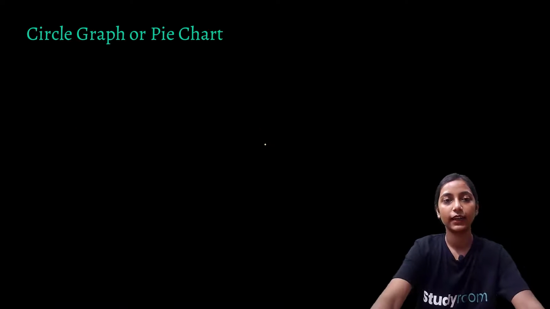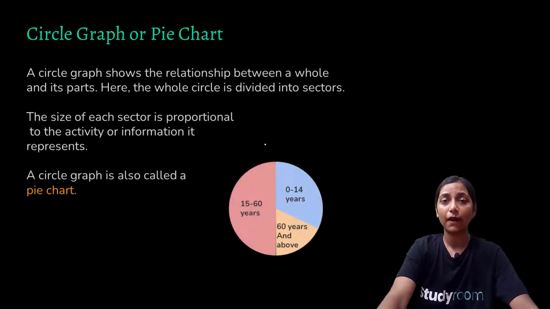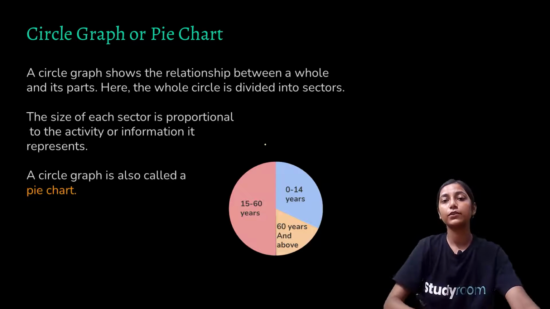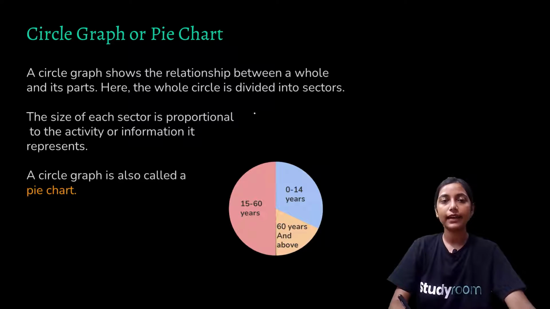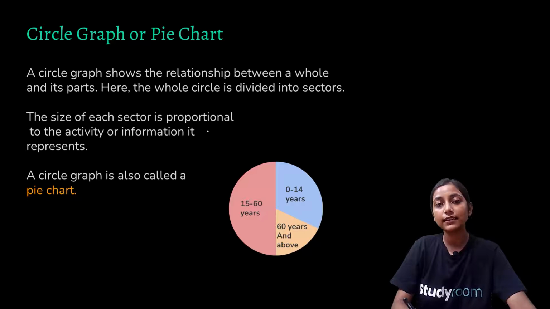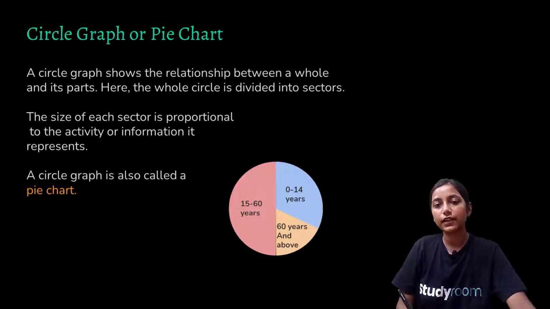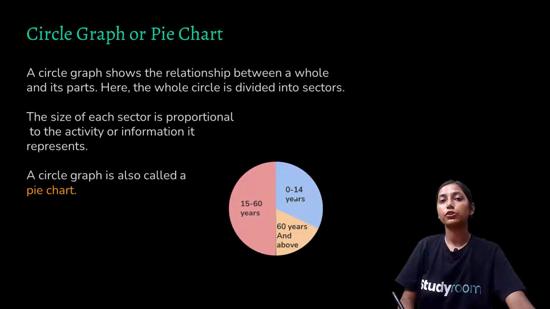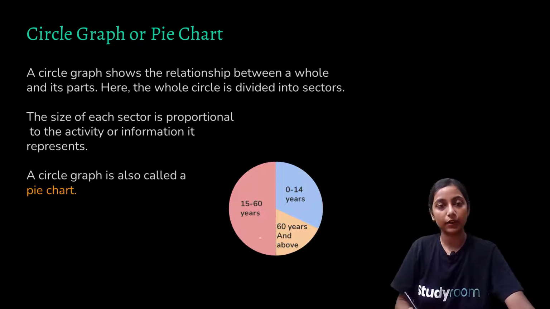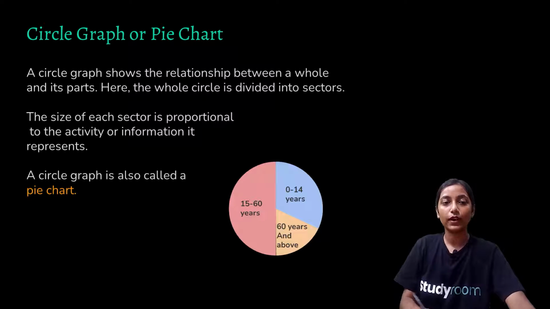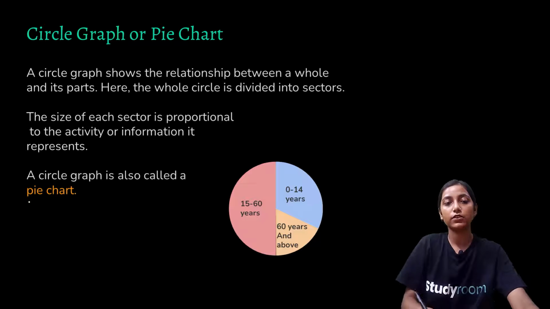Let's begin. So what is a circle graph or pie chart? A circle graph shows the relationship between a whole and its parts. Here the whole circle is divided into sectors. The size of each sector is directly proportional to the activity or information it represents. A circle graph is also known as a pie chart. Pie chart is a more common word for circle graph.